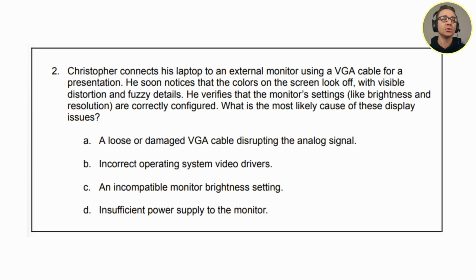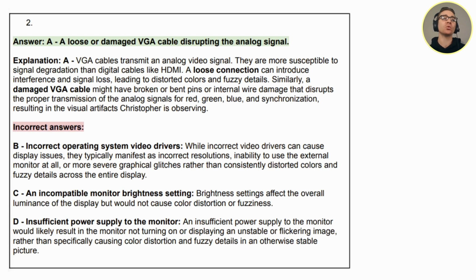A, a loose or damaged VGA cable disrupting the analog signal. B, incorrect operating system video drivers. C, an incompatible monitor brightness setting. Or D, insufficient power supply to the monitor. Pause the video. Your answer coming in 3, 2, 1. Let's go. Your answer is A, a loose or damaged VGA cable disrupting the analog signal.